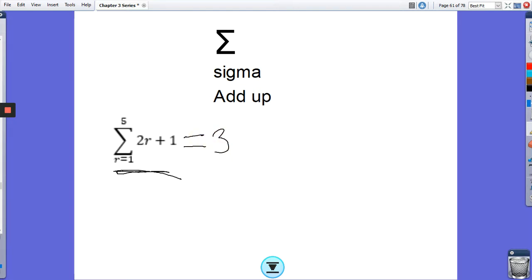If you sub in 1 into 2r plus 1, you get 3. Now sub in 2, so you get 5. Sub in 3, you get 7. Sub in 4, you get 9. Sub in 5, you get 11. And what the sigma is telling you to do is to add these values up. So sigma tells us to add up those values. It's a set of instructions on what to do whenever you see that.